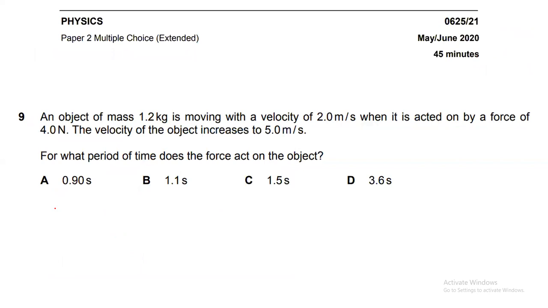May, June 2020 2-1 paper, question number 9. He says an object of mass 1.2 kg is moving with a velocity of 2 meters per second when it is acted on by a force of 4 Newton. The velocity of the object increases to 5 meters per second. For what period of time does the force act on the object? You see, the force is equals to change in the momentum divided by time. So time is the question. So very easily we can find out that.